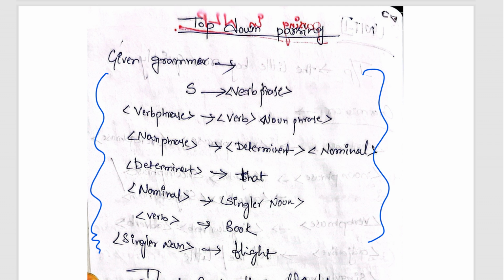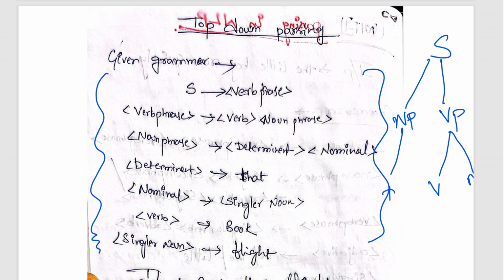Okay. So the sentence is followed with a verb phrase. Only one is given like this. Sentence is also followed with a noun phrase and a verb phrase. Then again, verb phrase is followed with a verb and noun phrase, and noun phrase is followed with a determinant and nominal. So like this you have to draw the tree, based on your given input grammar.